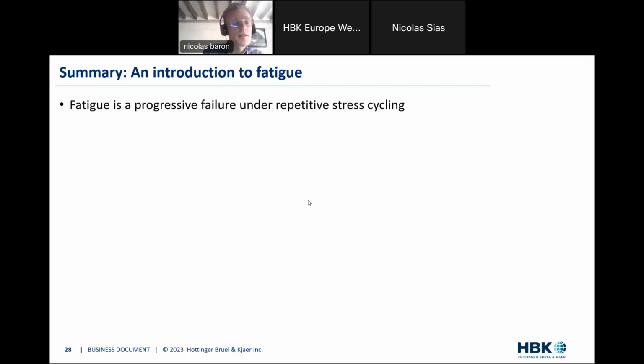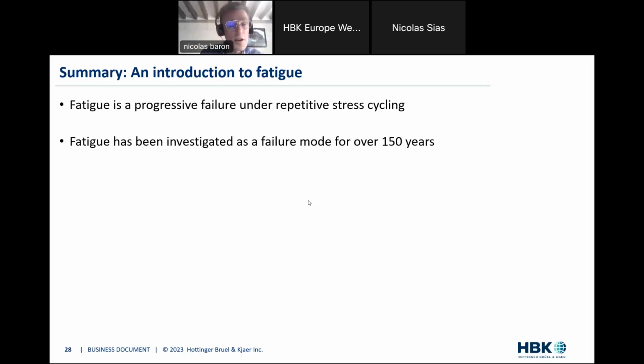So to reiterate on that, what is fatigue? It's a progressive failure mode that's occurring under repetitive stress cycling. So there will be a number of cycles of varying stress, varying from high values to low values. And the number of cycles will be repeated over time. And this in turn could result in fatigue failures. It's been investigated for now more than 150 years. So there's quite a good knowledge base on fatigue, both empirical and theoretical. So we know quite much about fatigue today. So we have the means to fight against fatigue failures.